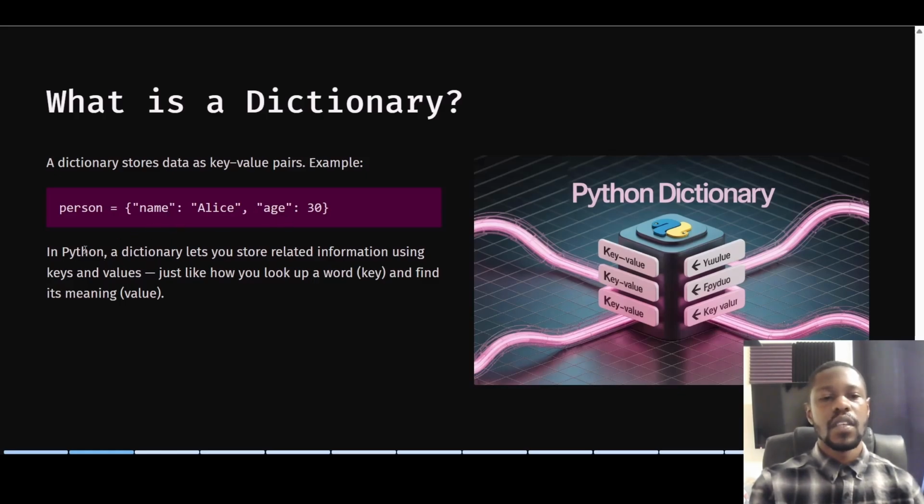So in Python, a dictionary lets you store related information using keys and values, just like how you look up a word, a key, and find its meaning, a value. So name would be the key, age would be the key, Alice would be the value, 30 would be the value. So it stores different data items as key and value pairs, separated by colons.